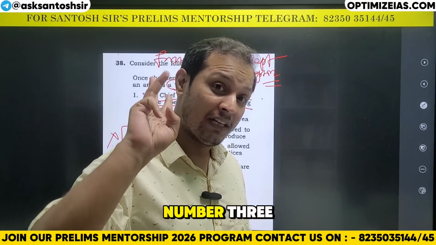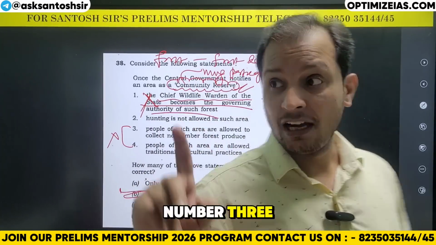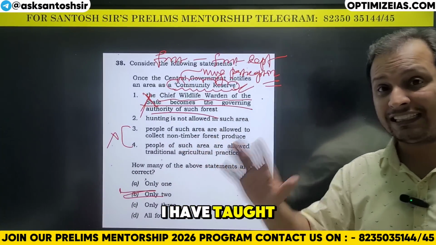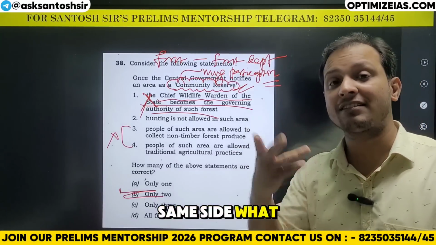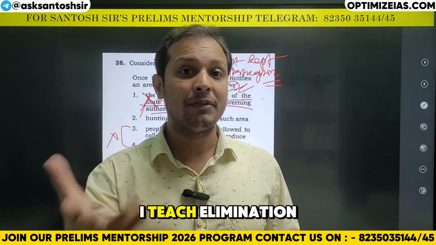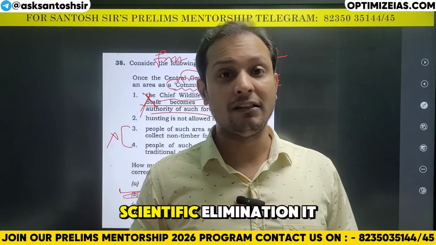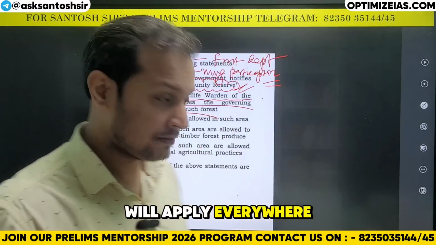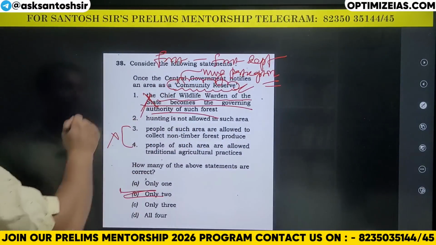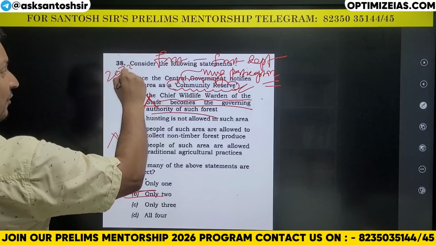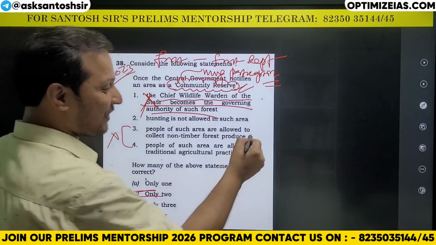This is question number 3, and all the questions I have taught in the same technique, same science. What is science, guys? I teach elimination, scientific elimination. It will apply everywhere. You can see here. And all are 2023 questions. And what was the cutoff for 2023? 75 marks.